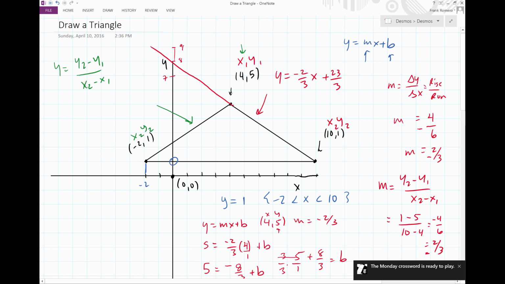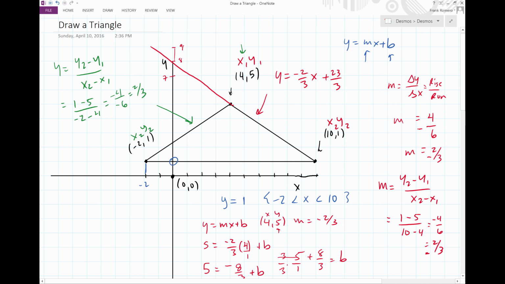Okay, so y2 is going to be what? 1. And y1 is 5, so take away 5. Divided by x2. x2 is what? Negative 2 minus x1. x1 is 4. So that's going to give me what? Negative 4 over negative what? 6, which is going to give me what? 2/3. The slope is 2/3. That's a positive slope. How's that?